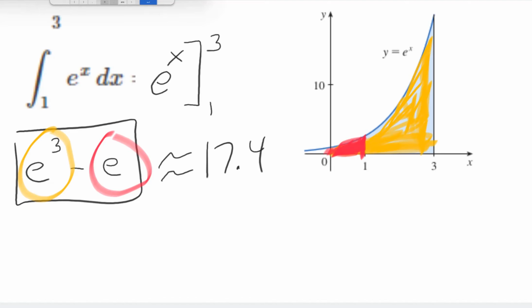Don't even put down 17.4. The only reason I put down 17.4 is because I wanted you to see that it was positive. So if they don't tell you to round, assume the exact answer. In this case, it's e to the third minus e, because that gives you the most flexibility to do whatever you want with it after that point.